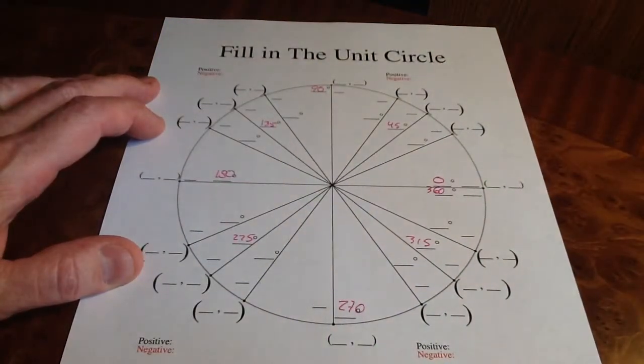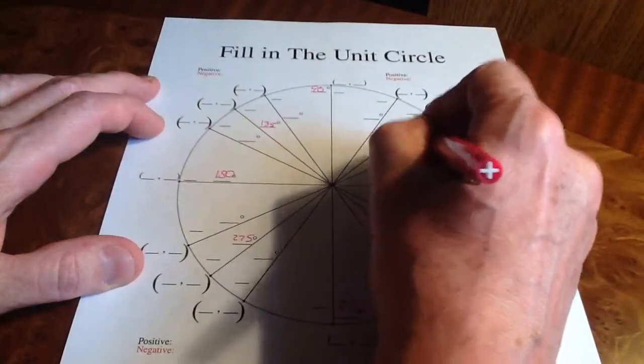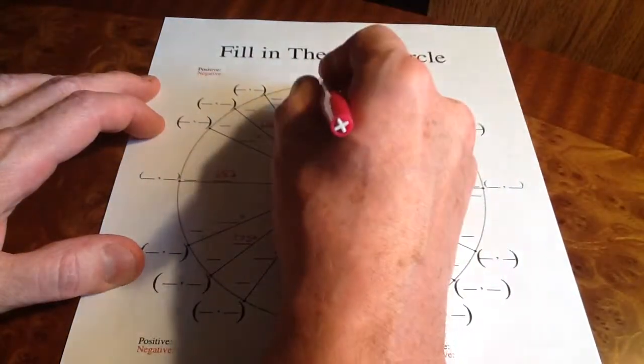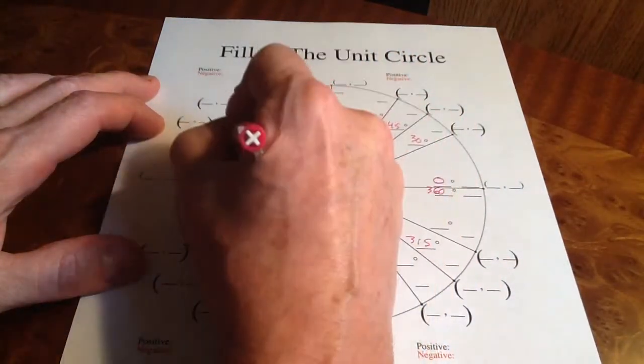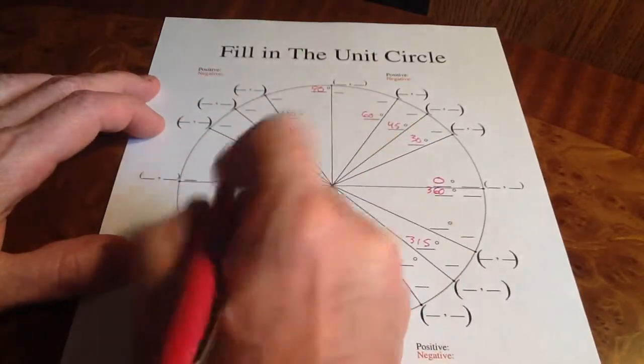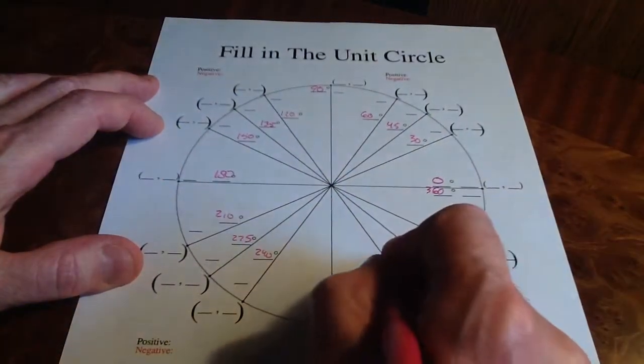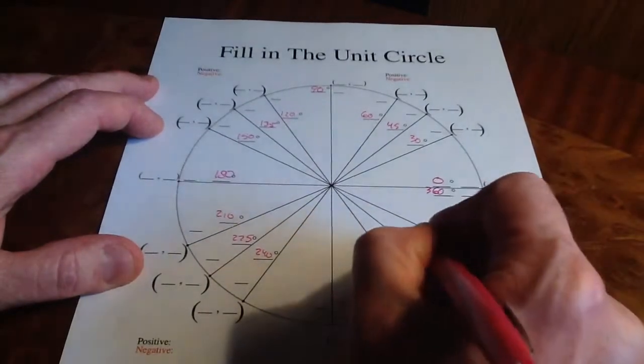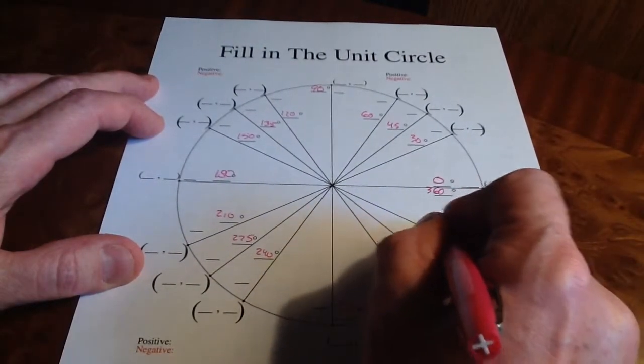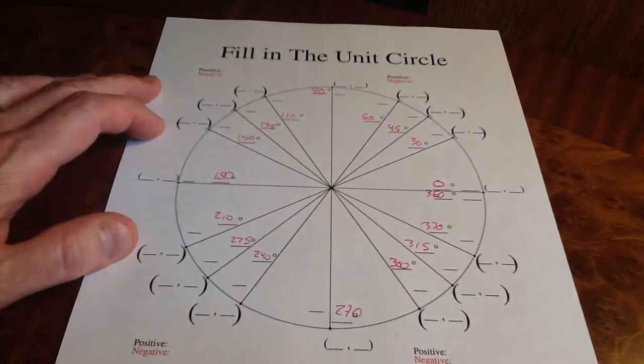How about the 30s? All right, 30, 60, 90, 120, 150, 180, 210, 240, 270, 300, 330. All right, so there we go.